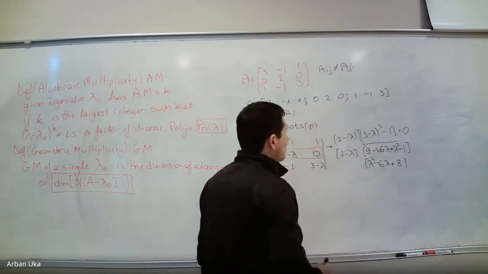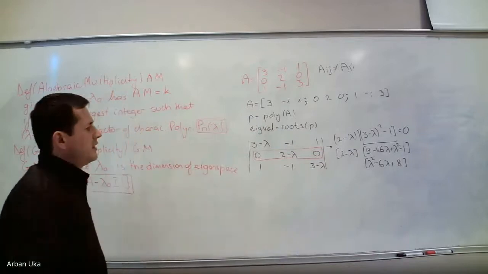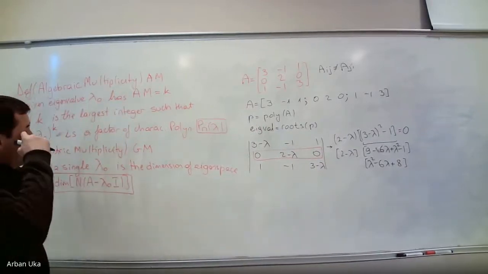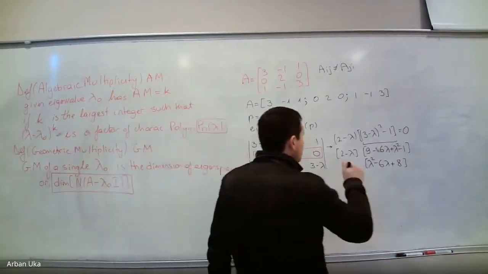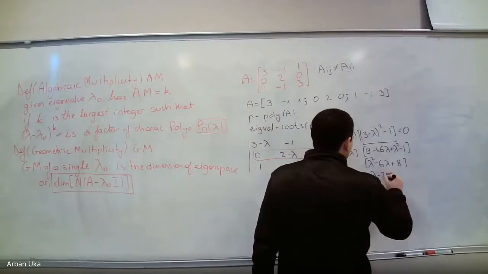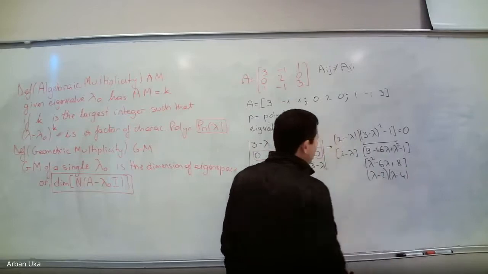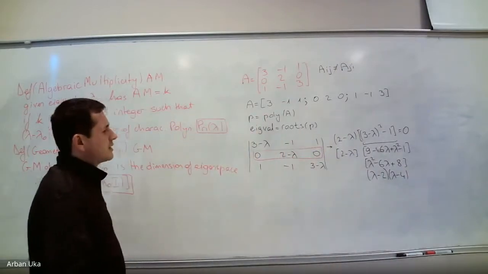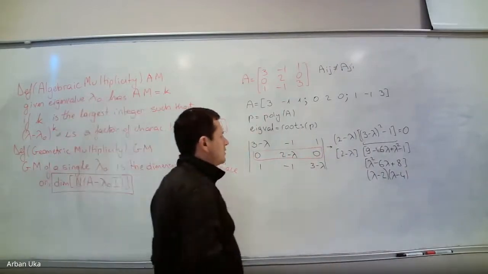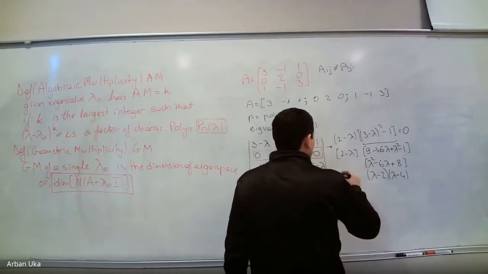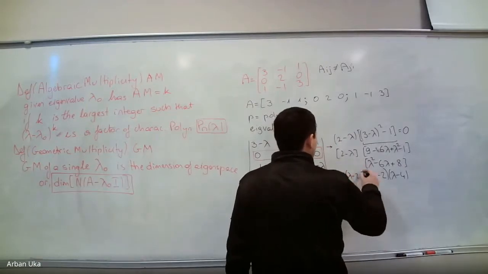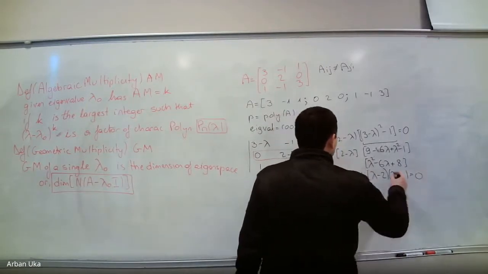Here we have this. Can we factor out the lambda squared minus 6 lambda plus 8? This can be expanded as lambda minus 2 times lambda minus 4. So this is how we can factor out the second term. And we multiply this one also with minus 1 times lambda minus 2. And this would be equal to 0.